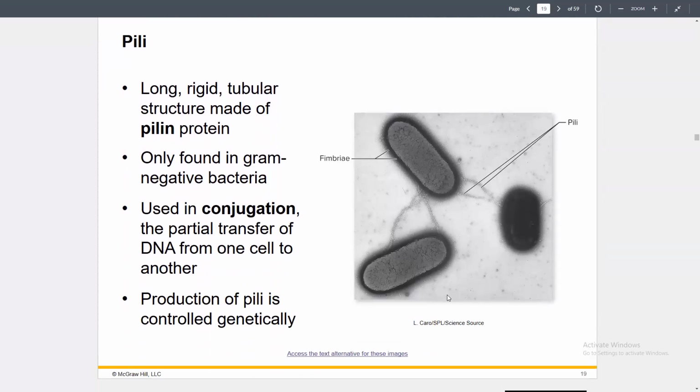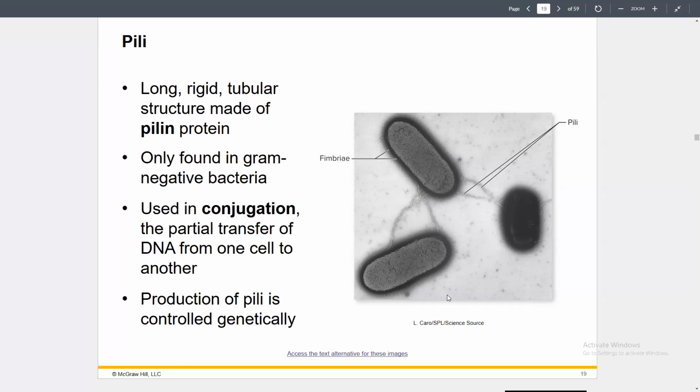Okay, so pili, they can be used for attachment, but their biggest function, probably the one we want to focus more on for this class, is that they can form these channels between cells. And so yeah, it's made up of this pilin protein. I don't care how you say it, as long as you can recognize it on the test.